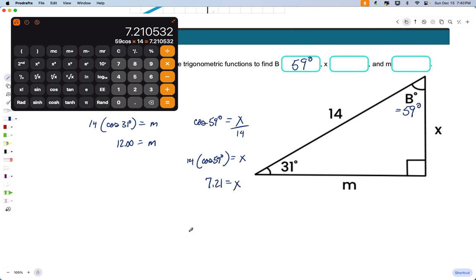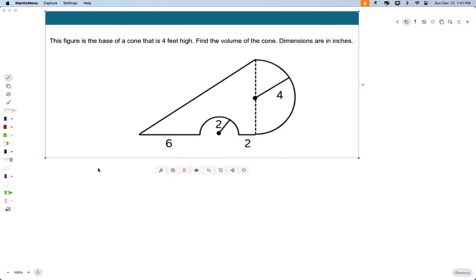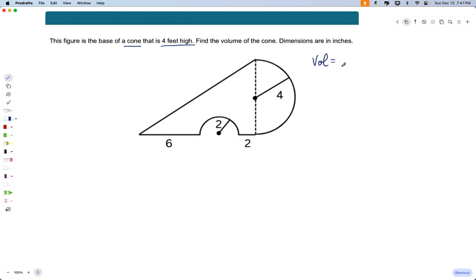All right, this figure is the base of a cone. That's going to be crucial later. And it's 4 feet tall. We're going to find the volume of the cone. First, we have to find the formula for volume. The formula for volume of a cone is the area of the base times the height. But for a cone or a pyramid, we divide that by 3. So first we need to find the area of the base.